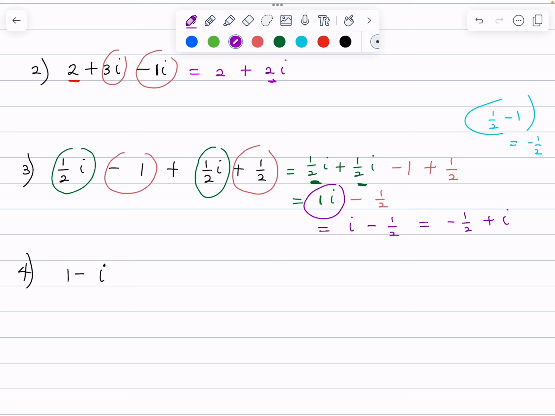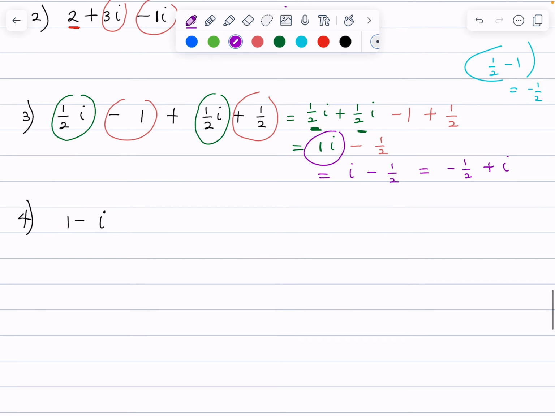So that's the answer. Now, for number 4, what are we going to do here, right? There's really nothing to do here, because 1 is without I, and then you have this negative I. So you can't bring them together. So for number 4, the answer is just the same thing, 1 minus I. So it's just a tricky question.